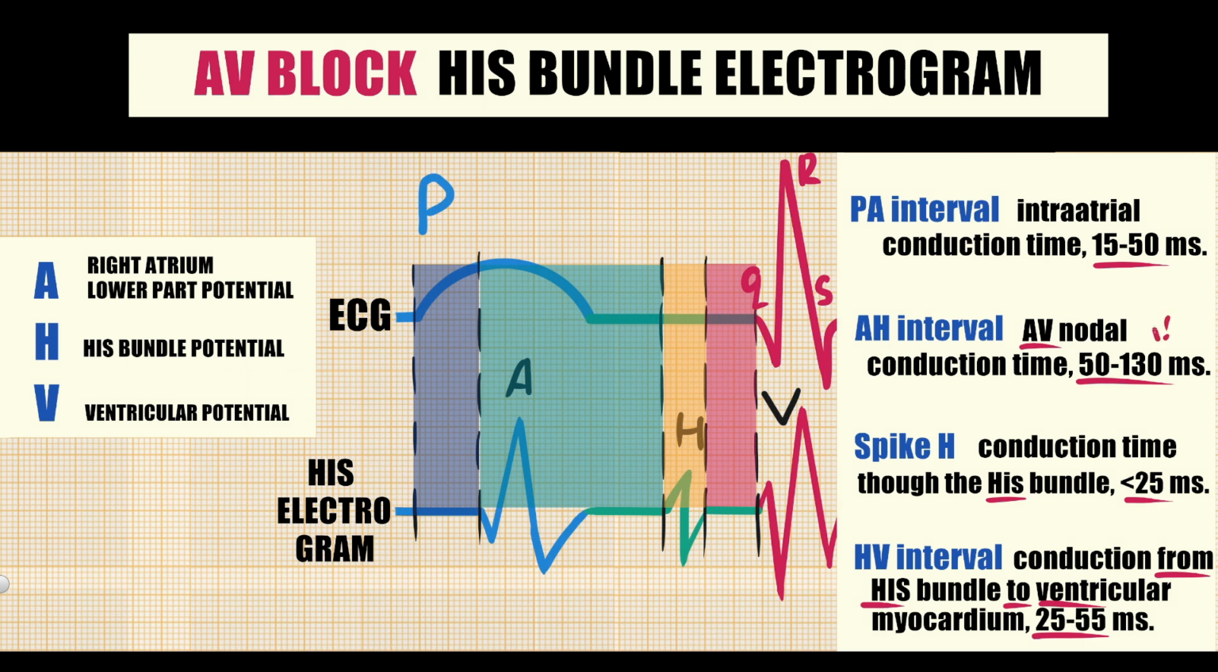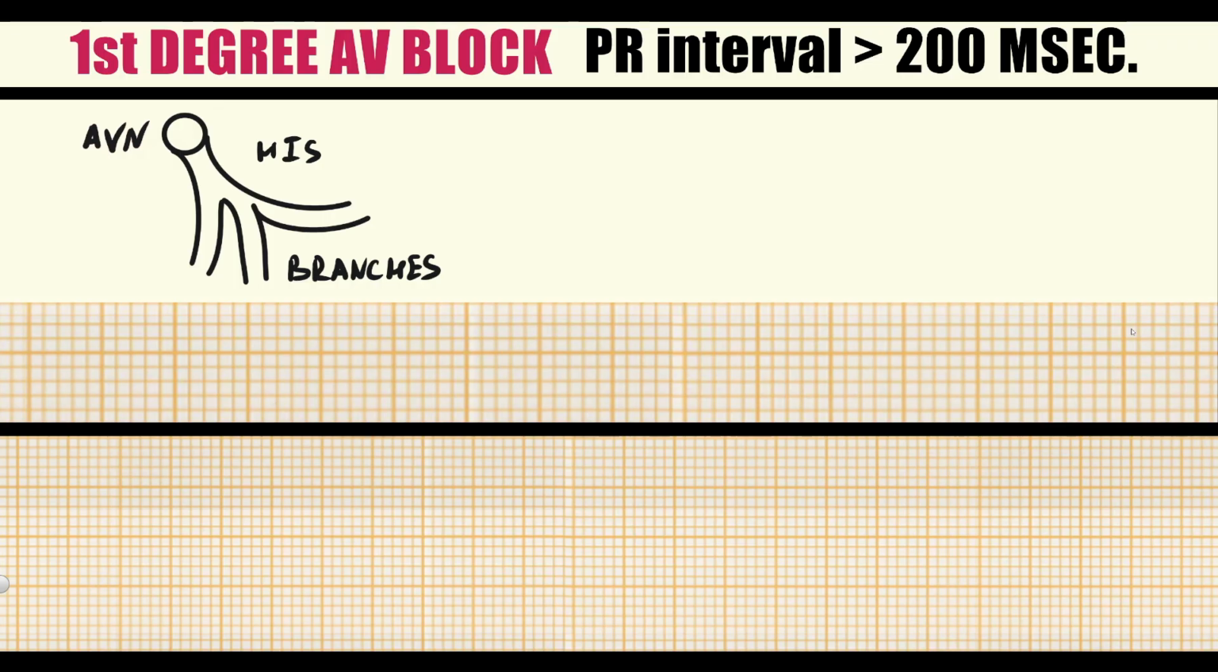As you see, AH interval as a maximal possible interval on His bundle electrogram mostly forms a PR interval on surface ECG. First-degree AV block is defined as prolongation of PR interval more than 200 milliseconds in adults. AV node is the most common site of first-degree AV block.